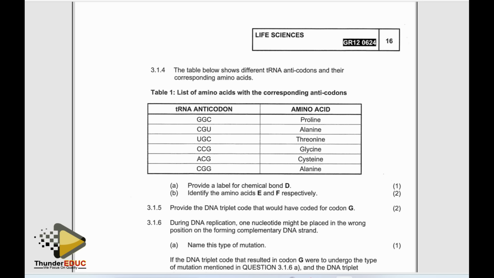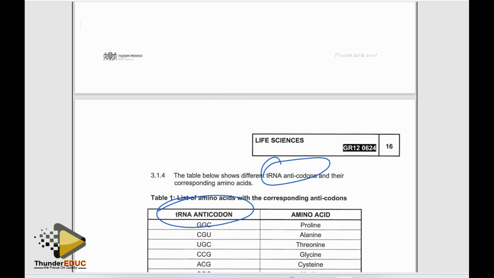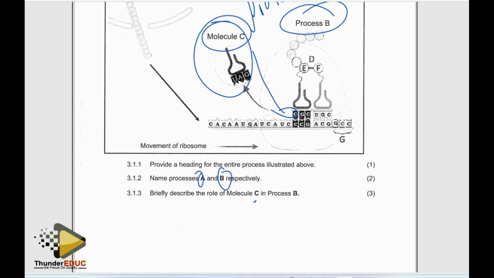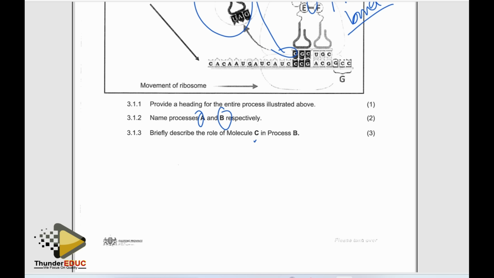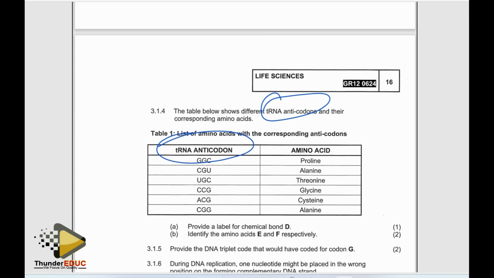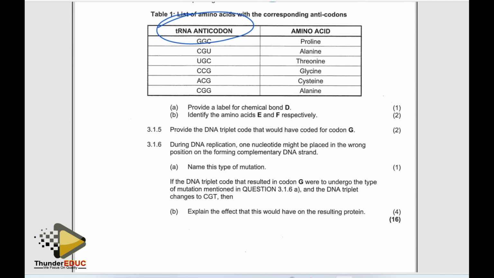3.1.4, RNA anticodons. They're saying these are anticodons, so we know that these are RNA. It's not DNA, it's not messenger RNA. Provide a label of chemical bond D. This bond is the peptide bond. Guys, I told you this is not polypeptide. It's peptide bond. I know some people wrote polypeptide bond. You'll get it wrong. It's supposed to be peptide bond.